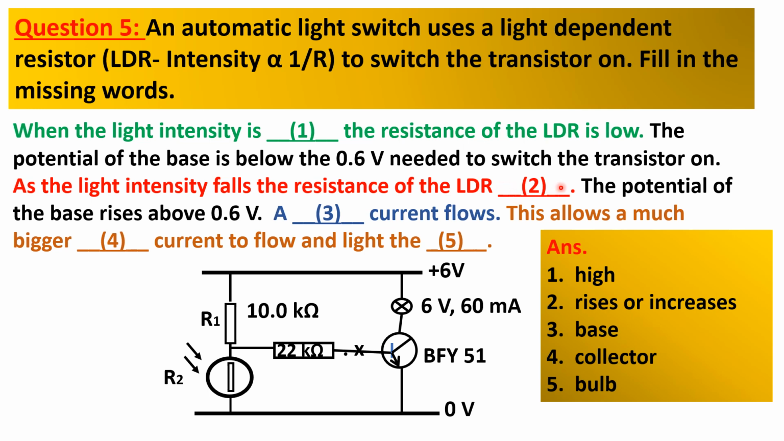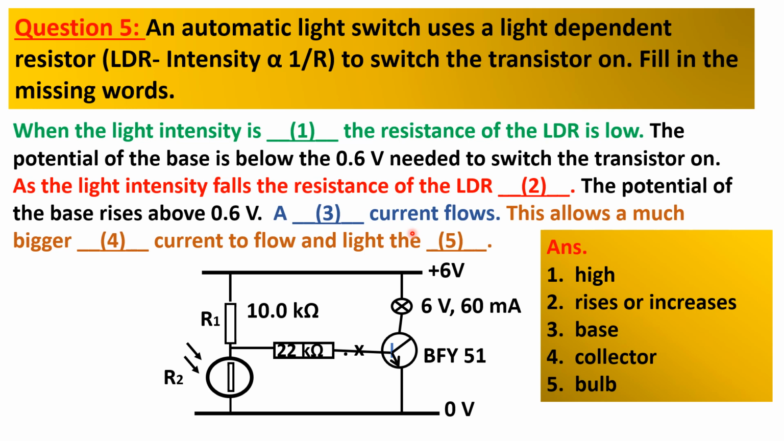The potential of the base rises above 0.6 volts. So for number 3, a blank current flows. Correct answer therefore is a base current flows. This allows a much bigger blank current to flow. So for number 4, that refers to collector current. Remember the relationship between the base current and the collector current.